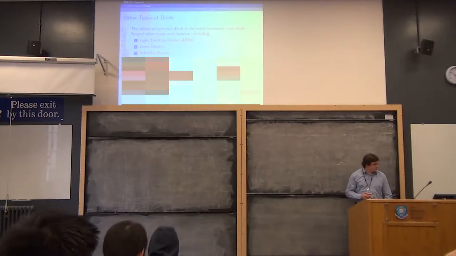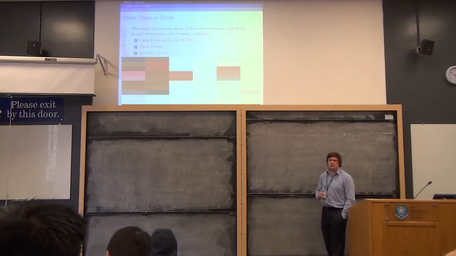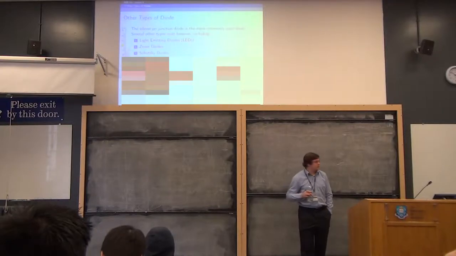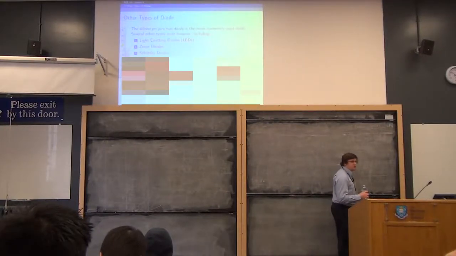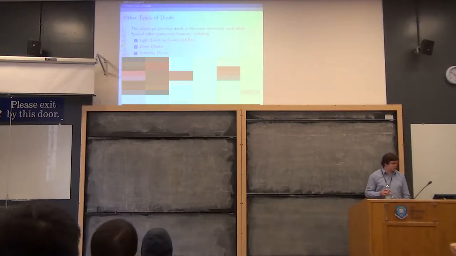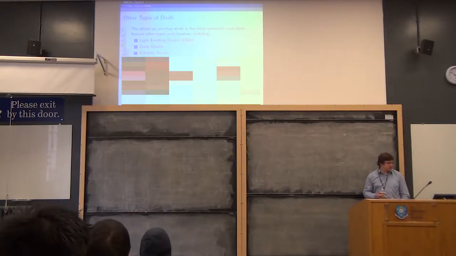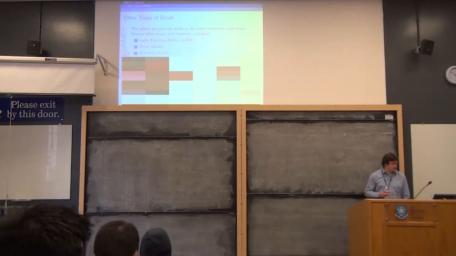Moving on to other types of diodes, so we've got silicon PN junction diodes, what we've been describing so far, turn on voltage 0.7 volts, good for all sorts of signal applications, and also power supplies, rectifiers, that sort of thing. There are other types of diodes, including light emitting diodes, Zener diodes, and Schottky diodes, and I want to spend a few minutes talking about each of them.